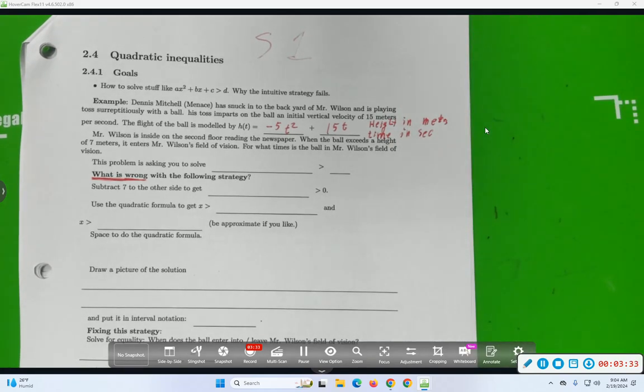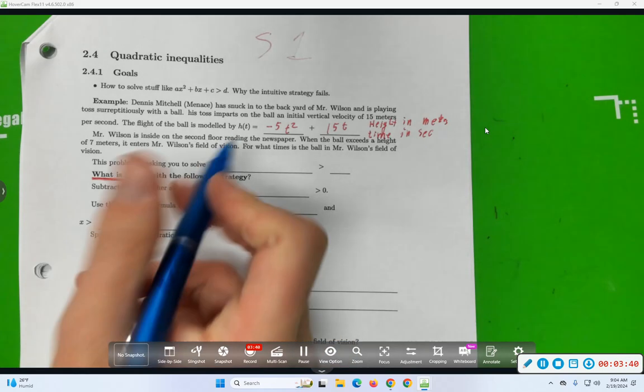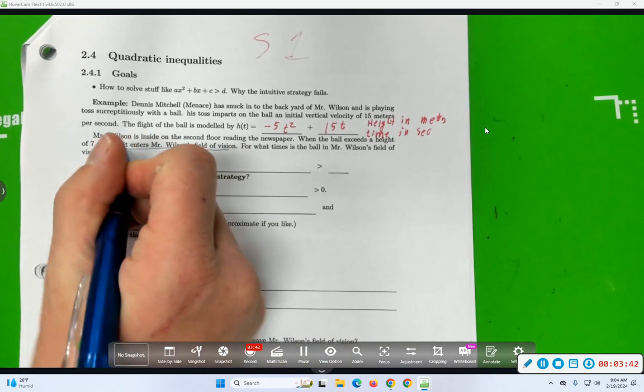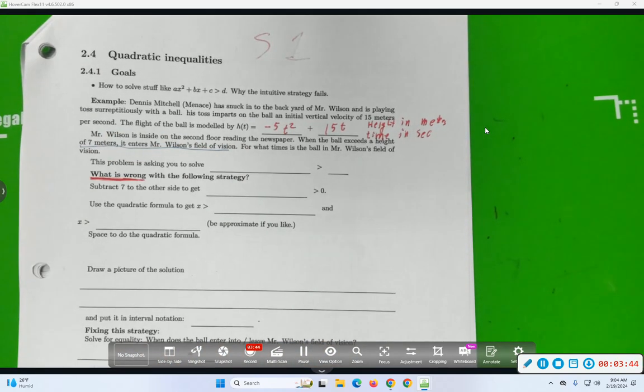Mr. Wilson is inside on the second floor of the house reading a newspaper. When the ball exceeds a height of 7 meters, it enters Mr. Wilson's field of vision. So let's answer this question. For each toss, at what times is the ball going to be in Mr. Wilson's field of vision?